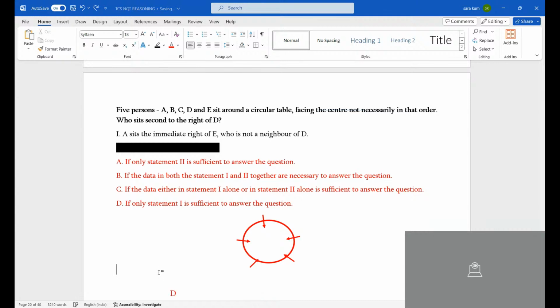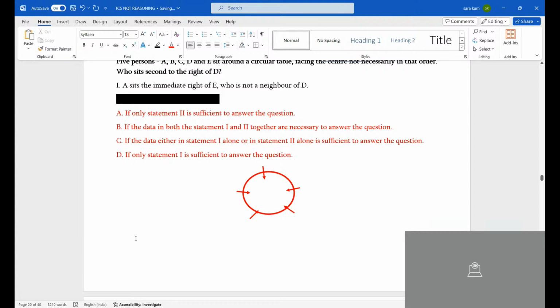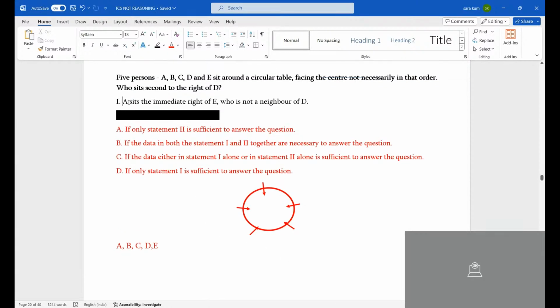We know that there are five people here. Let me mark them: A, B, C, D, and E. Sorry, guys. We know there are five people here. Now they say A sits to the immediate right of E. A sits to the immediate right of E.